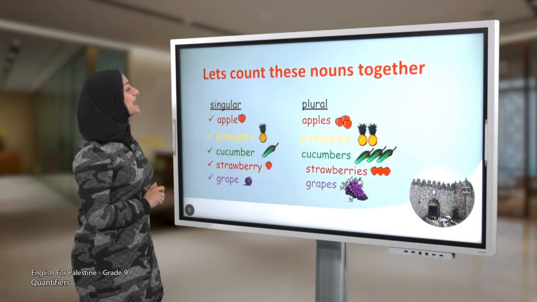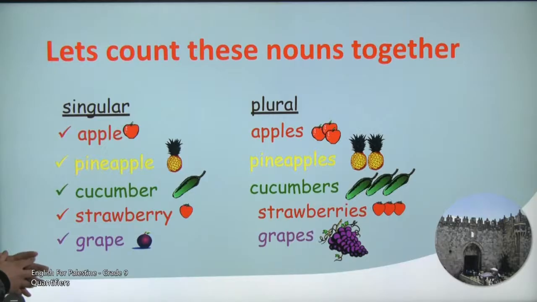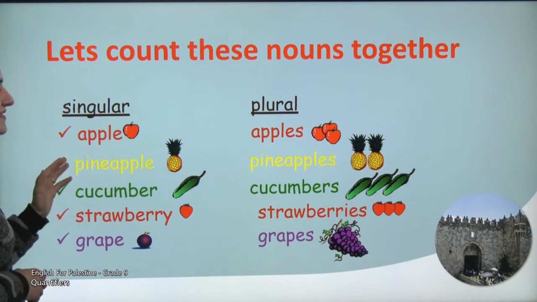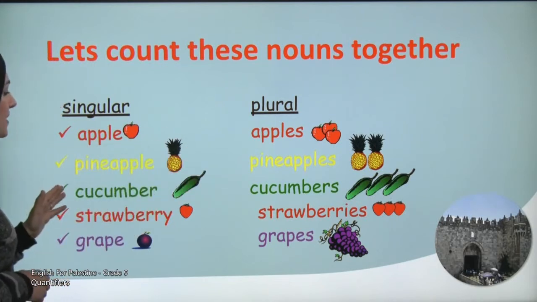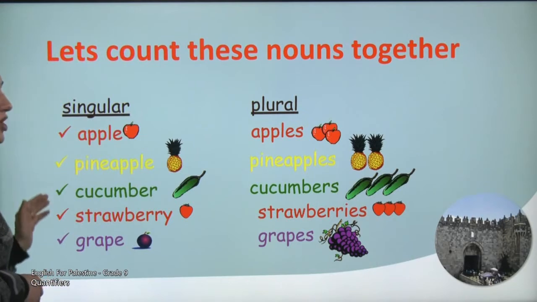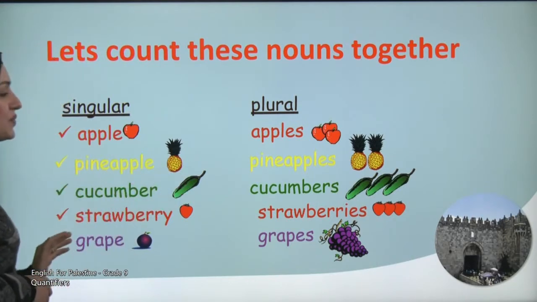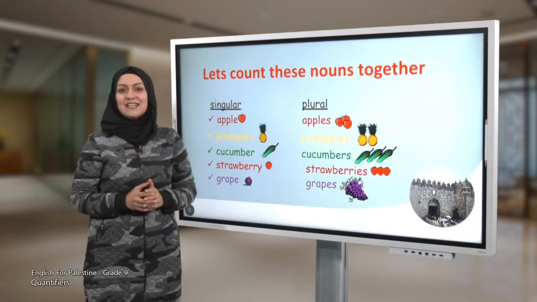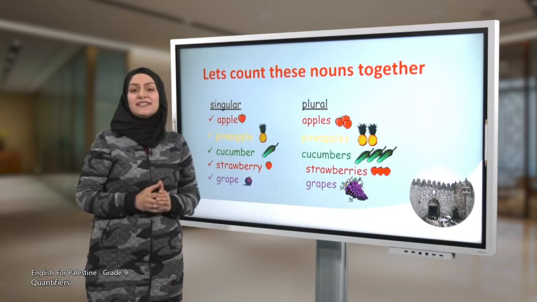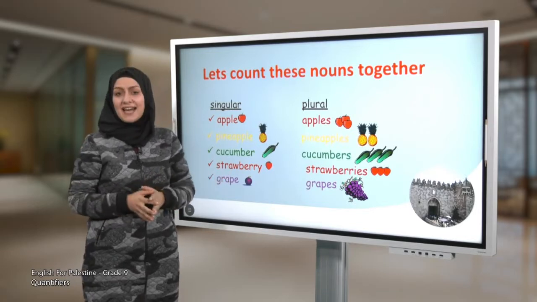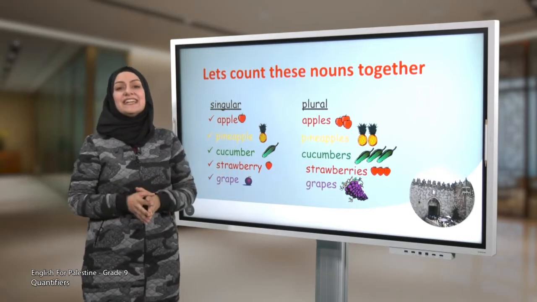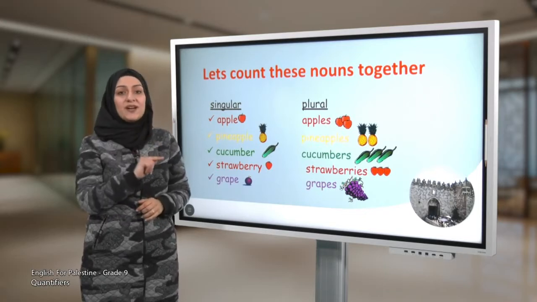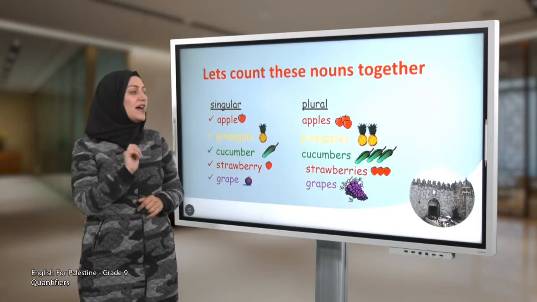Okay, let's start by counting these nouns together. Apple, apples. Pineapple, pineapples. Cucumber, cucumbers. Strawberry, strawberries. Grape, grapes. As you can see, it's very easy to make the plural noun of these nouns by simply adding s or es at the end of these nouns. Now let's look at another group of nouns and see if it's easy to count them.